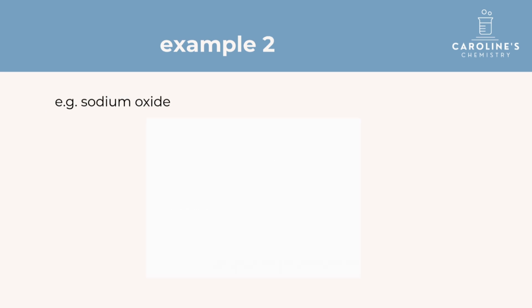So next we have sodium oxide. Sodium is in group 1. That means it needs to lose 1 negative electron, so it is therefore a +1 ion. Oxygen is in group 6. It therefore needs to gain 2 negative electrons for its full outer shell. So we have Na+ and O2-.